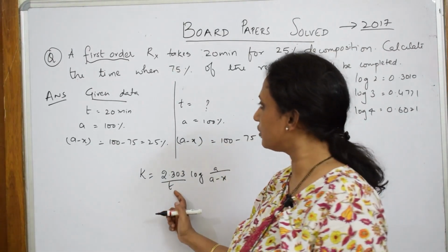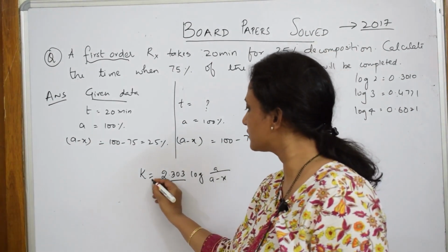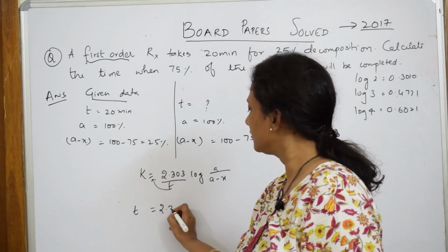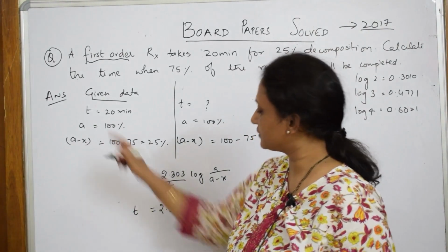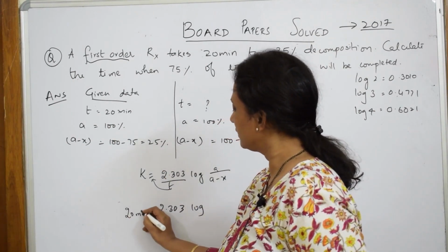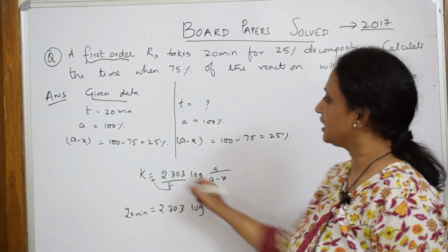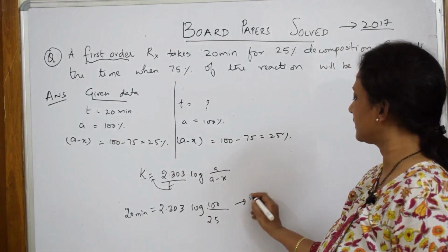So applying this formula for this data, I have to find out time. To send this time on this side, T is equal to 2.303 by K log. Right. Now what is your time in the first thing? Your time given is 20 minutes already. Next, log A is 100%, which is given, A minus X which I've already got is 25. This is the first reaction.